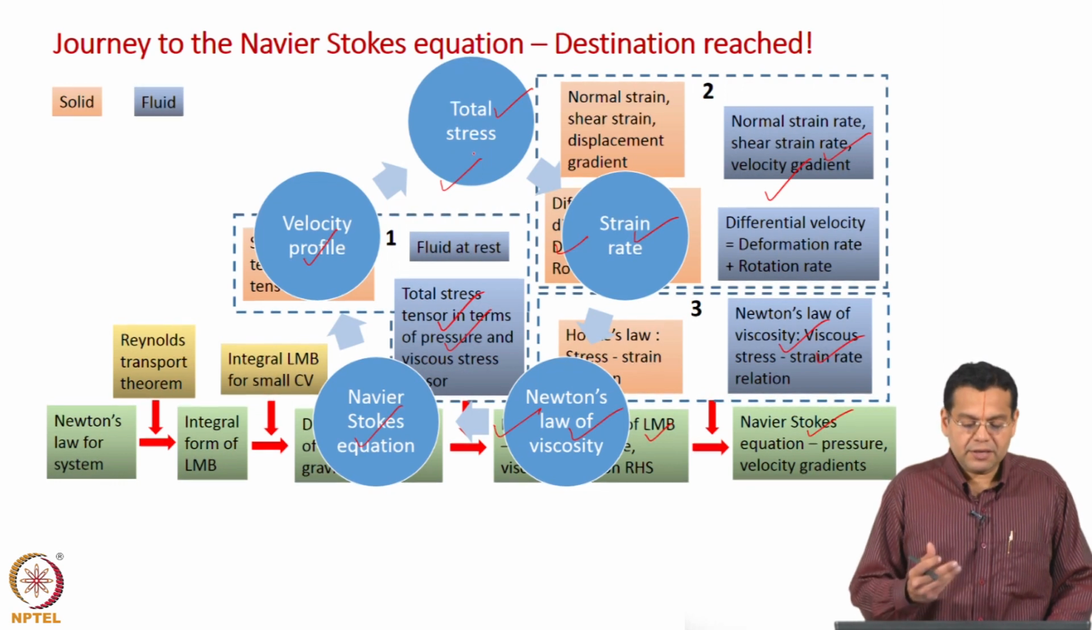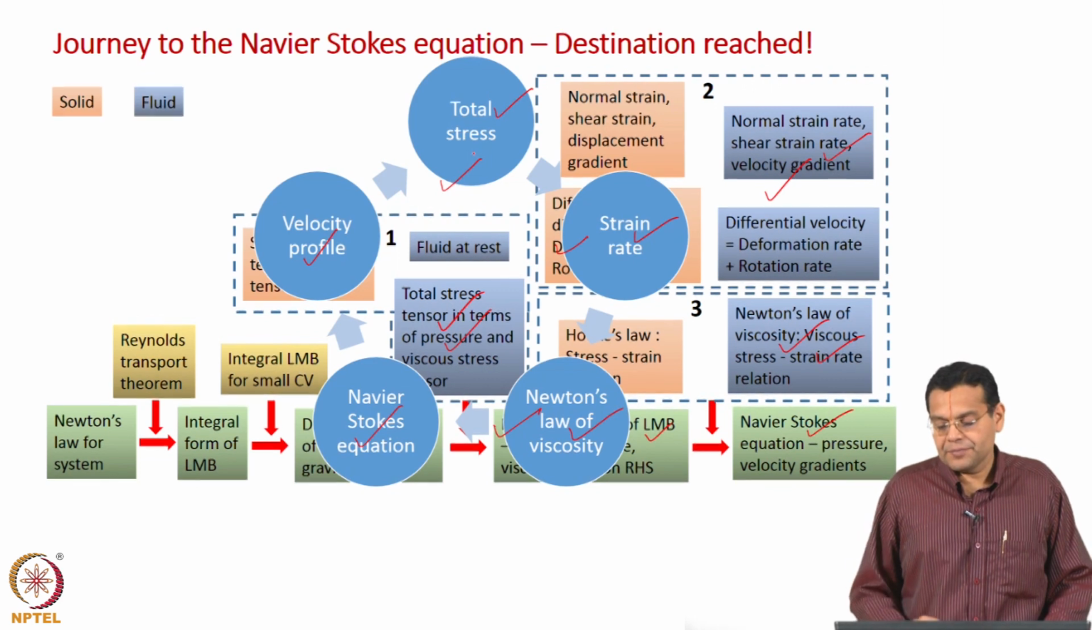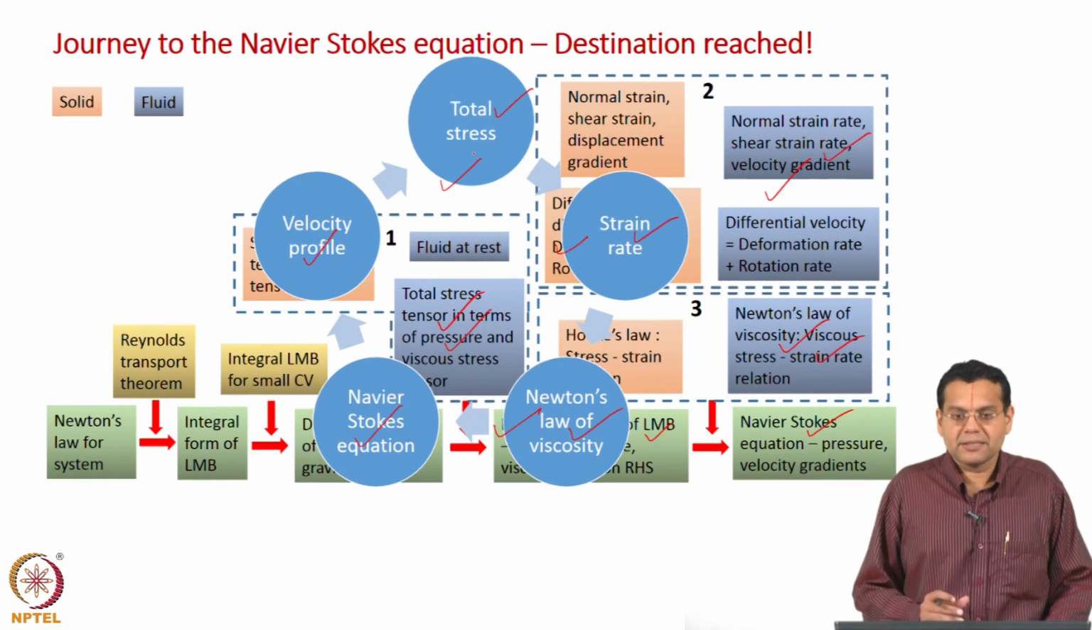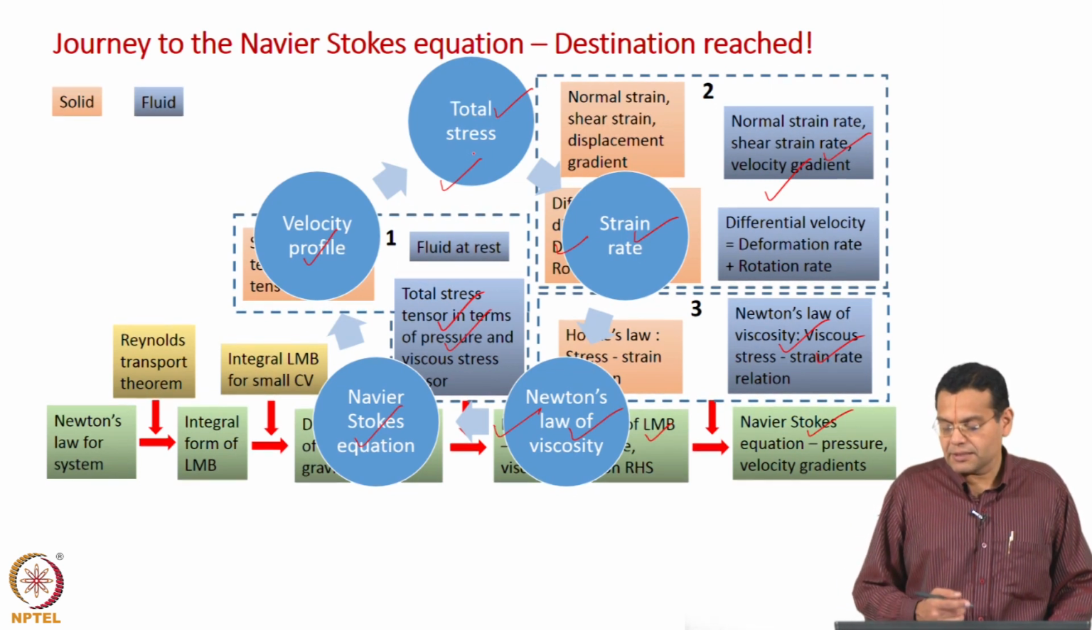Okay. When we went in the forward direction, they were all variables which aided us in the development of the Navier-Stokes equation. We kept on introducing physically meaningful variables, for example, viscous stress tensor, total stress tensor, strain rate, and then Newton's law of viscosity. They were all expressions which helped us in deriving the Navier-Stokes equation. Okay. Following that path, we derived the Navier-Stokes equation.